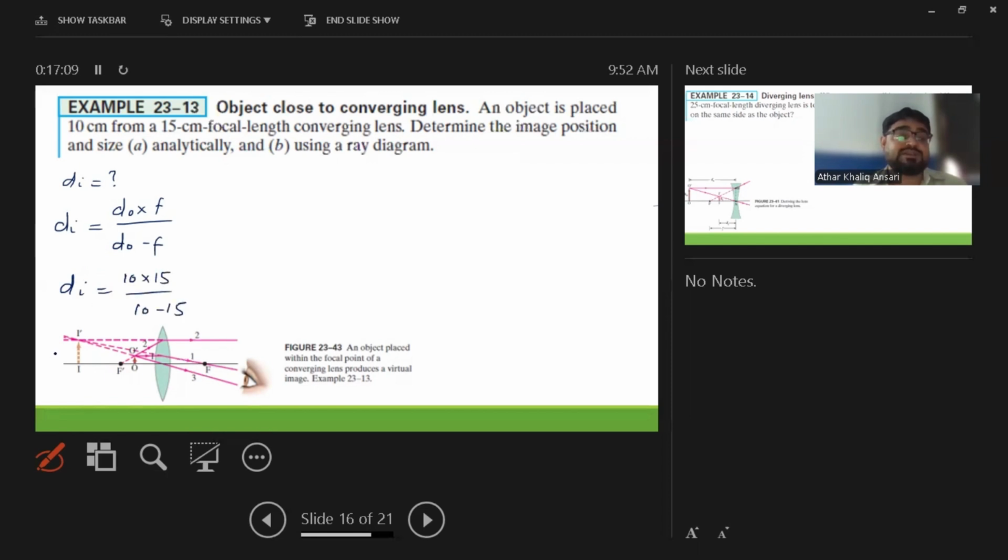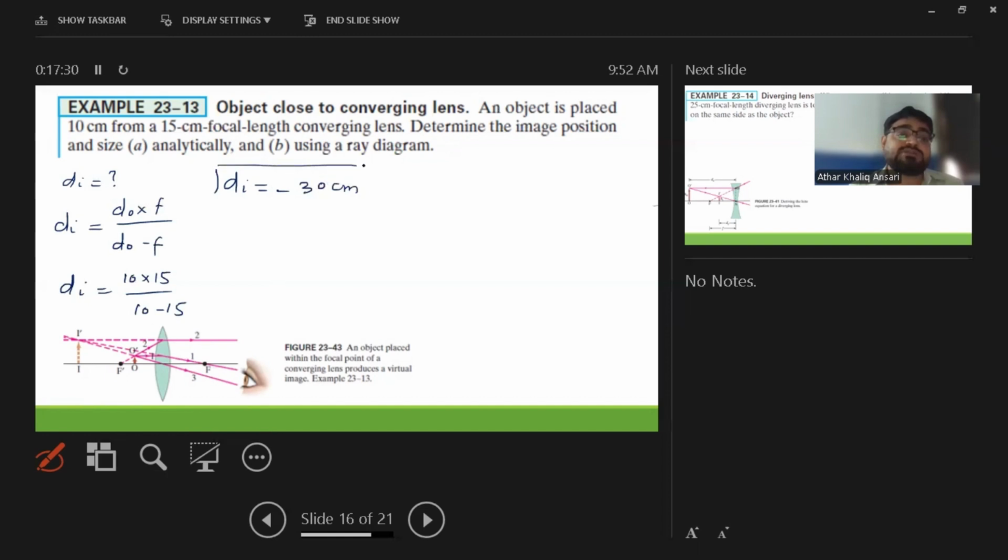Why is this DI negative? Jawad, why is our answer DI negative now? This is virtual, on the same side of the lens. Look, object is O here and I is here, same side. So that's why. So what is it? 30? Yeah, negative 30 centimeter.